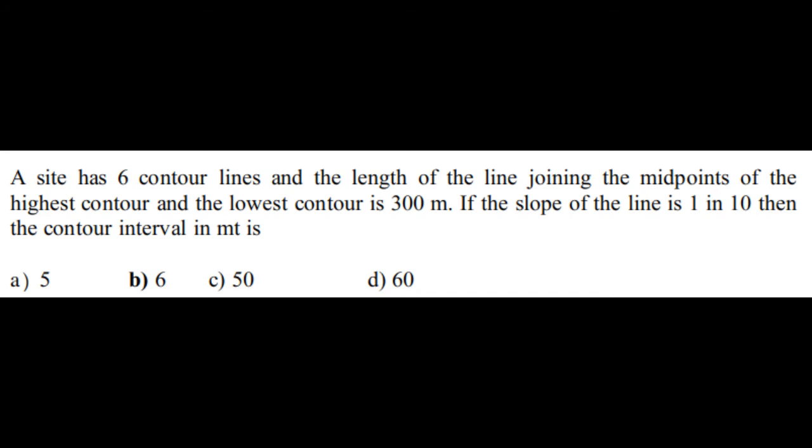A site has 6 contour lines and the length of the line joining the midpoints of the highest contour and the lowest contour is 300 meter. If the slope of the line is 1:10, then the contour interval in meter is 5, 6, 50 or 60. 4 options are there.